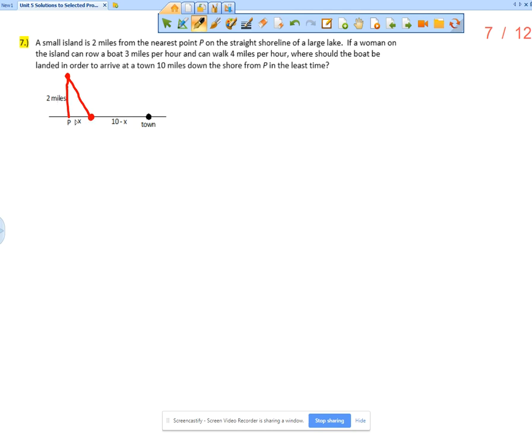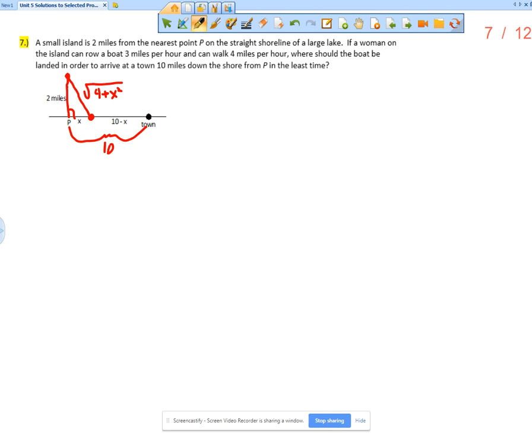Well, this is a right triangle, of course, and so we can use the Pythagorean theorem. The hypotenuse would be the square root of 2 squared plus x squared, or 4 plus x squared. That would be the distance over the water. Then once she gets to this point, she's going to travel 10 minus x to the town. Remember, the total distance from point P to the town is 10 miles, and so if she rows to a point x miles from P, then she has 10 minus x remaining.